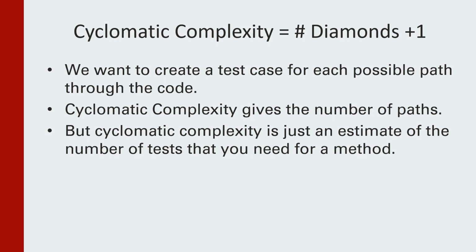Right? So putting this all together, cyclomatic complexity is just counted as the number of diamonds plus 1. So when I drew all those control flows, it was so that we could decide how many tests we were going to need. We at least want to create a test case for each possible path through the code, and if you've drawn the control flow, cyclomatic complexity gives you the number of paths. I will point out cyclomatic complexity is just an estimate for the number of tests you need.